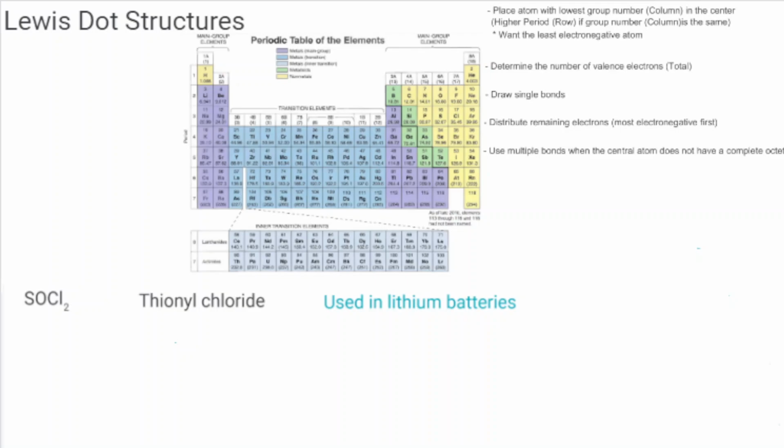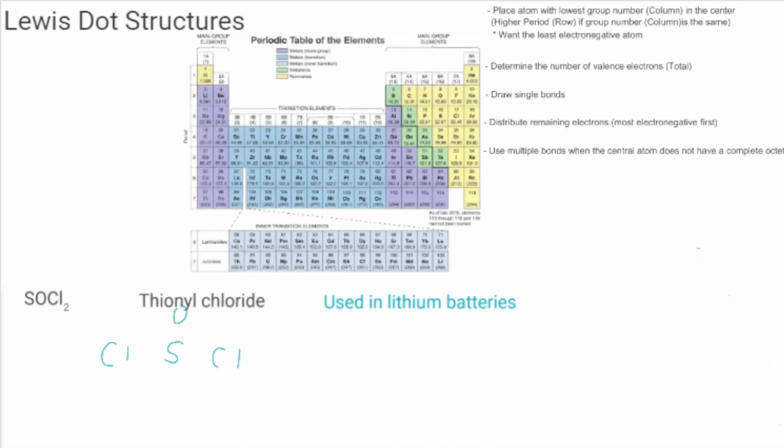All right. So we're going to go ahead and put our sulfur in the middle, and then we're going to surround it with our other atoms. So we're going to put oxygen, chlorine, chlorine, and it doesn't have to be exactly in this order as far as up, down, left, right, but you want something of this nature. Then we want to figure out our total number of valence electrons.